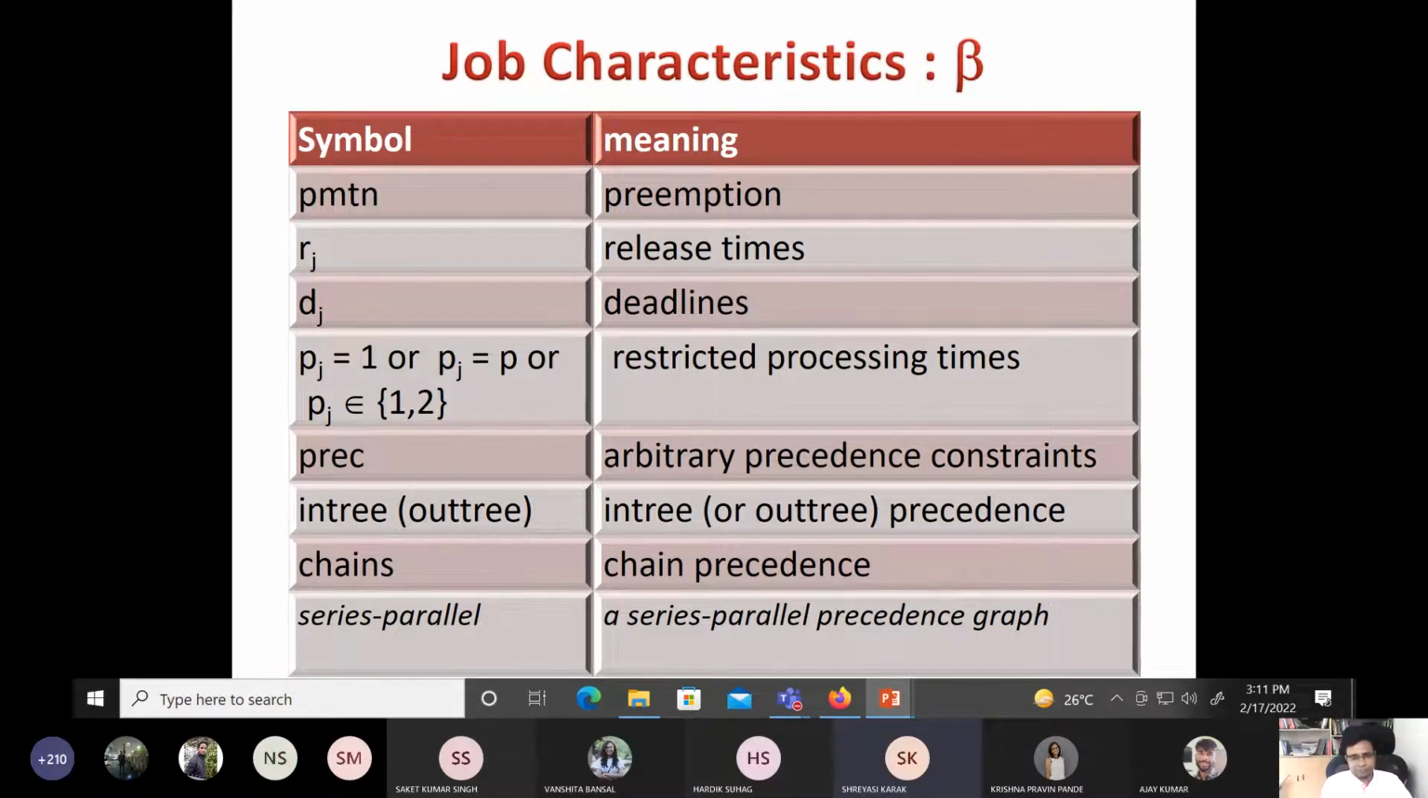And whenever I say job statistics, one more thing is also coming: the release time. If RJ is not specified, then by default we say all jobs arrive at time 0. That means all jobs come at time 0 if release time is not specified.